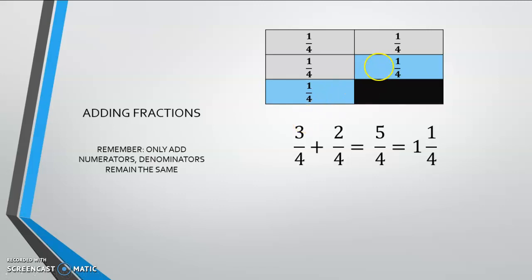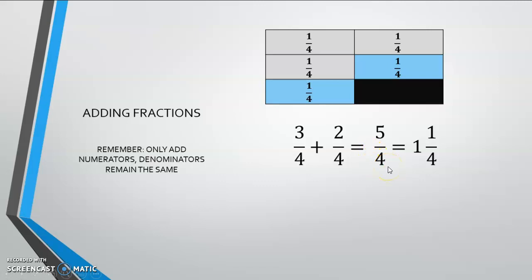But 5/4 is more than a whole, isn't it? Let's look if we write it mathematically. 3/4 for you and 2/4 for me, and we add it together, it's 5/4. Now this is an improper fraction because the numerator is bigger than the denominator. Do you see? 5 is more than 4, isn't it? Okay, so we call it an improper fraction.